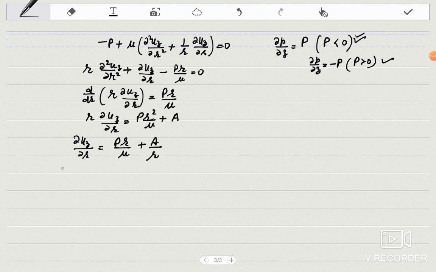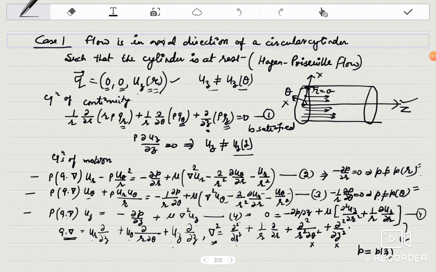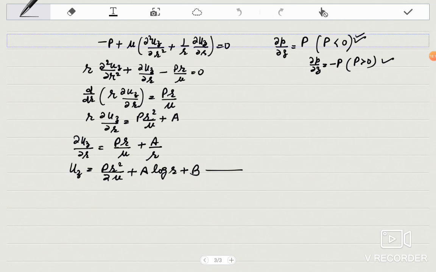a upon r. Once again integrate and get uz is equal to p r square by twice mu minus a upon, it will be a log r. It is a log r integration and plus another constant of integration b. So it is your velocity distribution where a and b are to be determined by the conditions of the physical problem. This is your equation 5. A and b are to be determined.